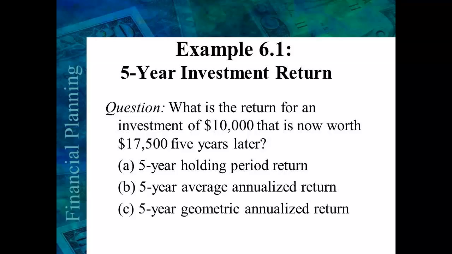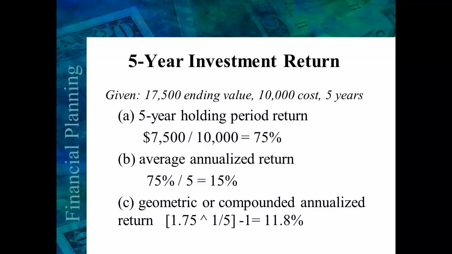What is the 5-year holding period return, the average annualized return, and the geometric annualized return for an investment of $10,000 that is now worth $17,500? Solving for the problem of a $17,500 ending value, a $10,000 cost, and a 5-year holding period, the 5-year holding period return is calculated as the gain of $7,500 divided by the investment of $10,000, or 75%.